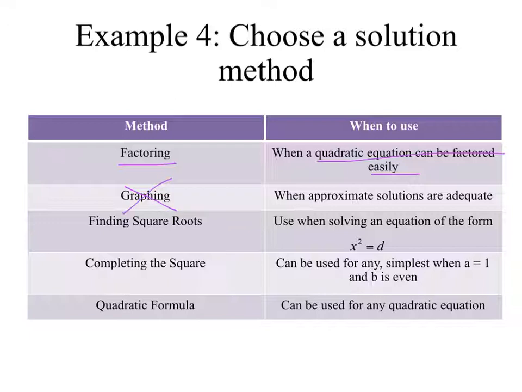Graphing is probably the method that you will use the least often, and it really and truly is only when you want approximate solutions. When you just need to get into the range of where the answer might be, because those parabolas are hard to graph accurately even on the graphing calculator. Finding square roots is best if you're given an A and a C and no B term. Also the best when D is a perfect square.